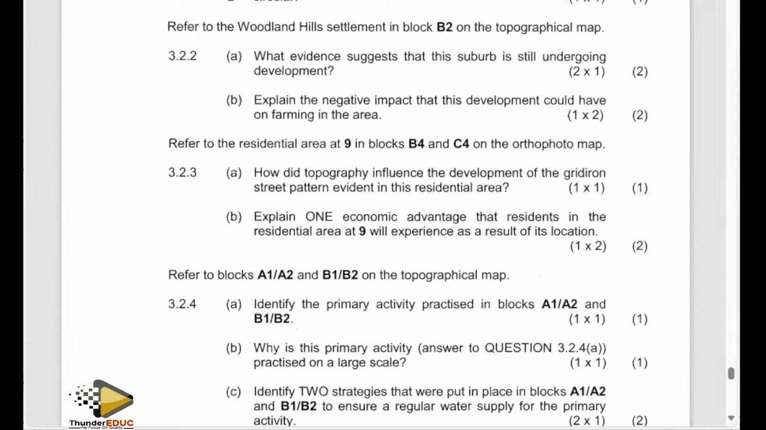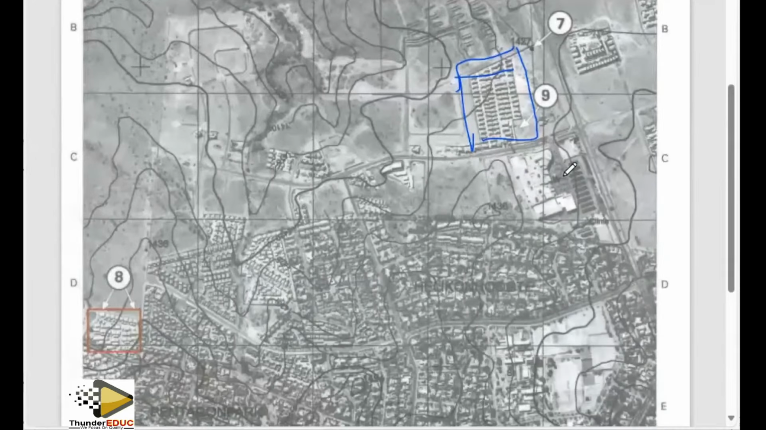Explain one economic advantage that residents in residential area 9 will experience as a result of its location. Right, what is the advantage of these residents here? If we check, the economic advantage that is definite here is for transportation purposes. There's this road here, which is linking to this major road here. So the economic advantage there is they are linked to major transport routes, which makes it easier for their movement, and also cheaper for their movement.